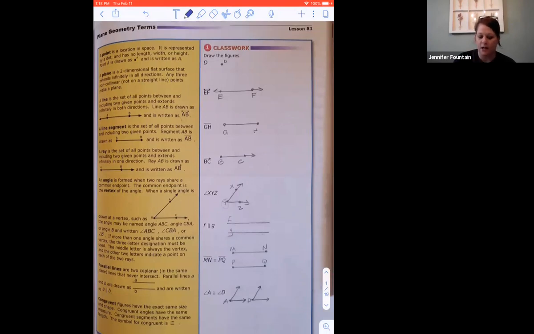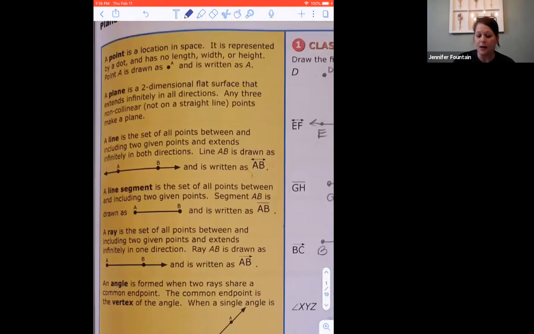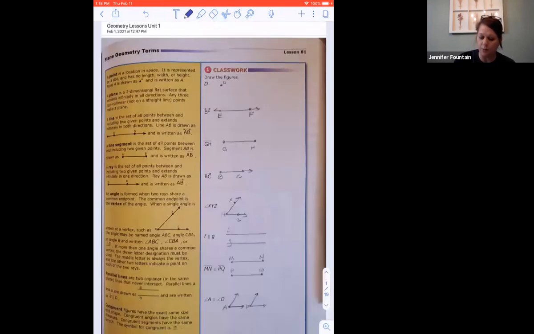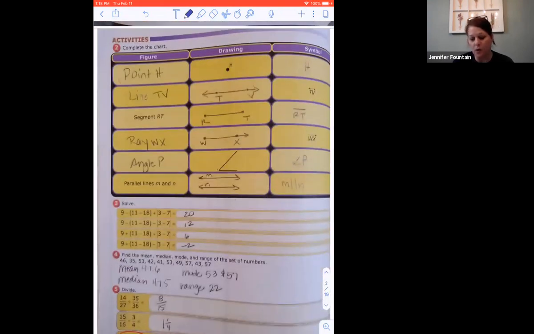Okay, so you need to, just like how we have the chart on the next page where we had to tell what the name of a point was and what the symbol was, how to name a line, how to do the drawings and the figures. You're going to need to do all of this. Okay, so we'll be working with completing a chart with points and lines and segments, rays, angles, and parallel lines. Okay, and then we'll move on to the next thing.